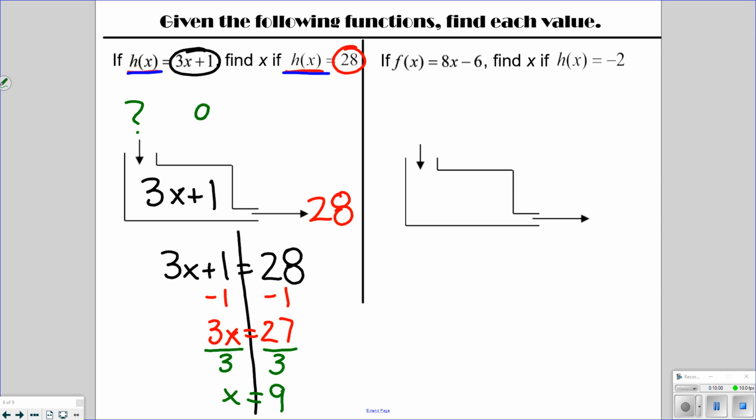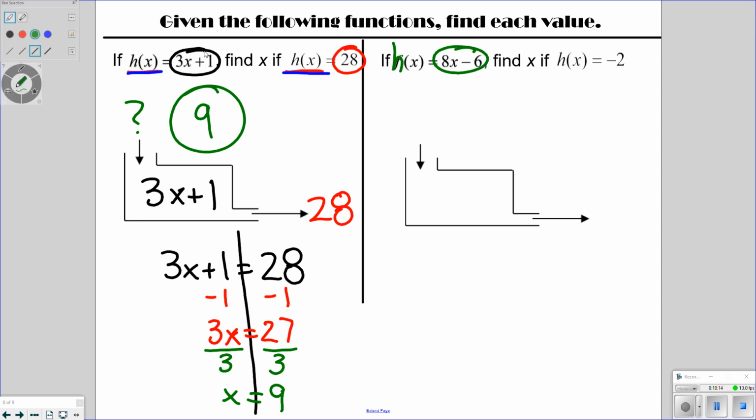Let's go ahead and do the next one. This should actually be an h of x. That's a little bit of a typo there, but same thing. I gave you the rule, and I gave you the output. And I want you to find the input. So my rule is 8x minus 6, and my output is -2.